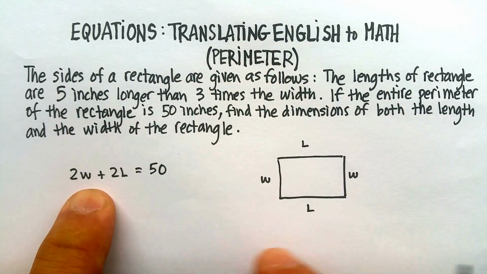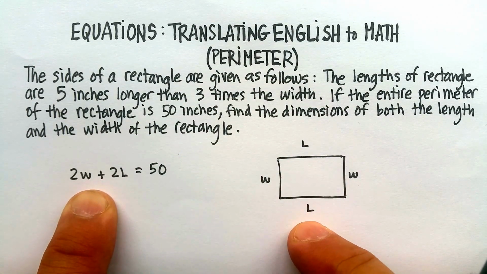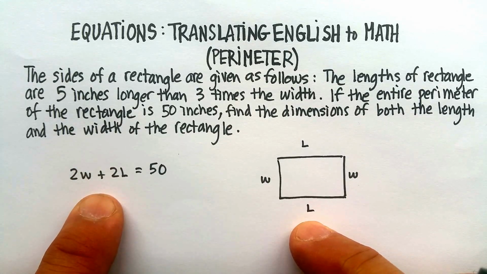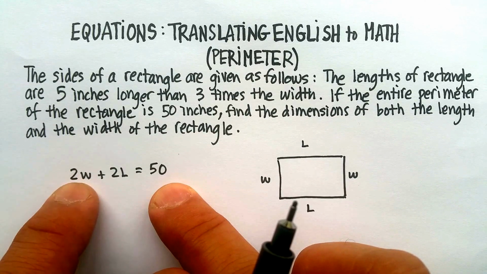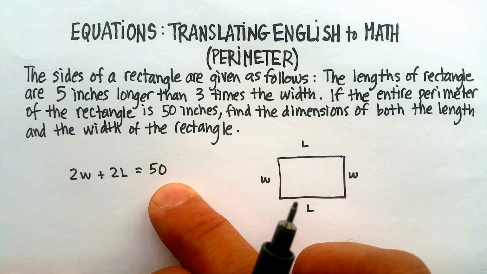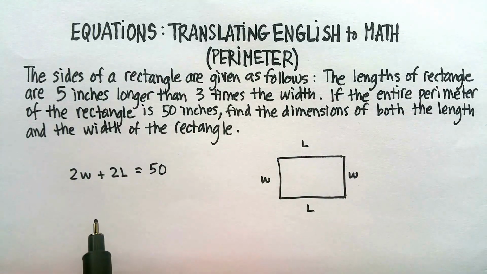Now here's our issue. The issue is that we have two different variables. If we could figure out one of the variables, we should be okay. And then we can just solve for whatever that variable is, then plug it in and find the other one. So what do we know so far?